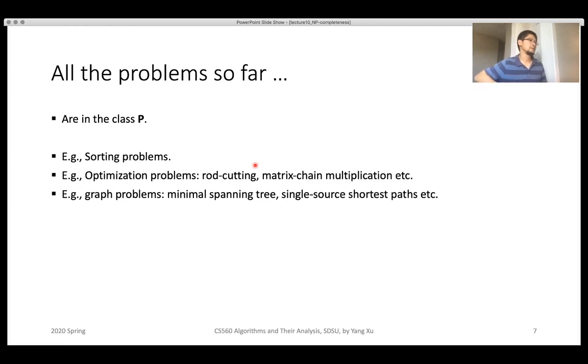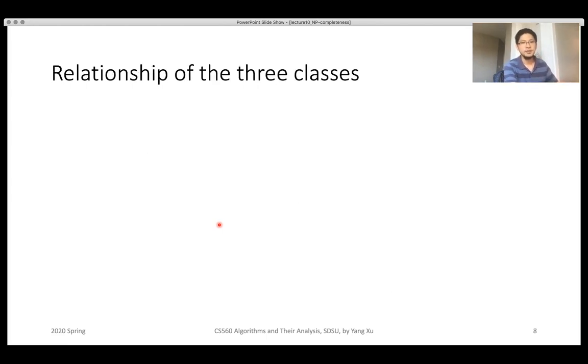So far, all the problems and algorithms that we have covered in this class are in the class P, because for most of them we give a solution within polynomial running time. Like sorting problems, optimization problems, or graph problems, we have quite efficient algorithms defined for these problems. So they all belong to the class P.